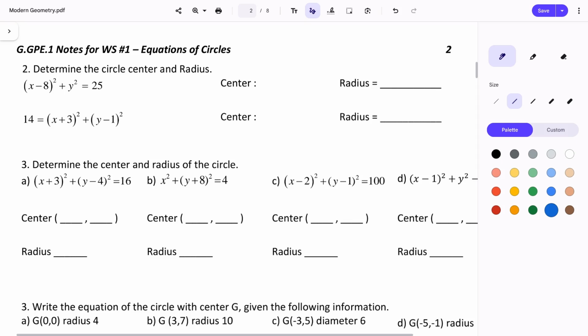So if you look at the first one, what would you guys say your center is? 8, 0. Why 0? Yeah, there's no K attached to the Y. There has to be something in parentheses here, and there isn't. So it's just a 0.